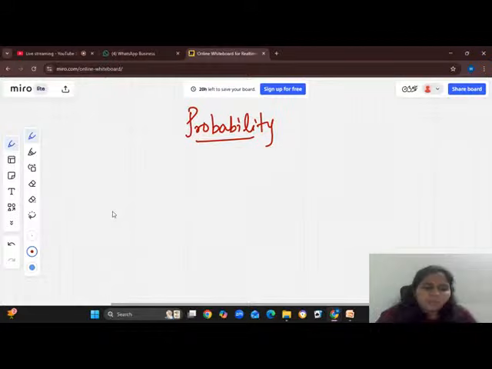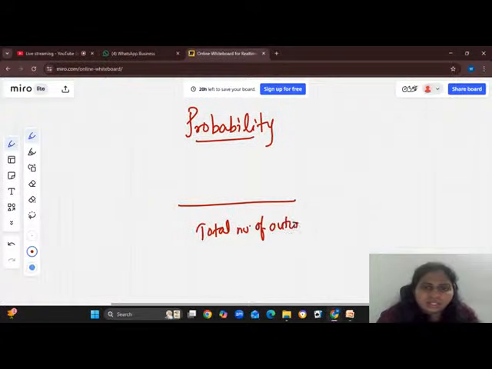So probability is all about, is anyone there? So what is the probability? What is the formula? You first have to know the total number of outcomes. Okay, total number of outcomes. First write it down and then look at your question.